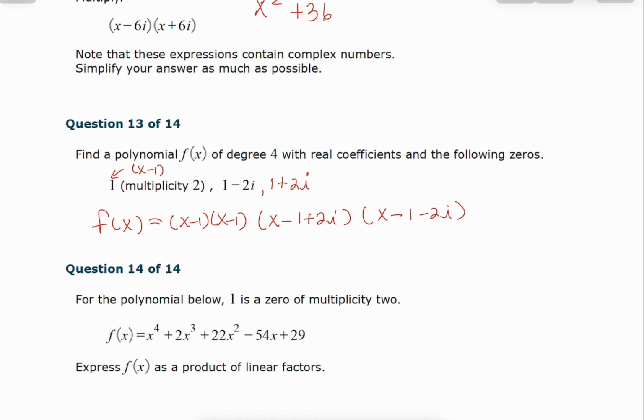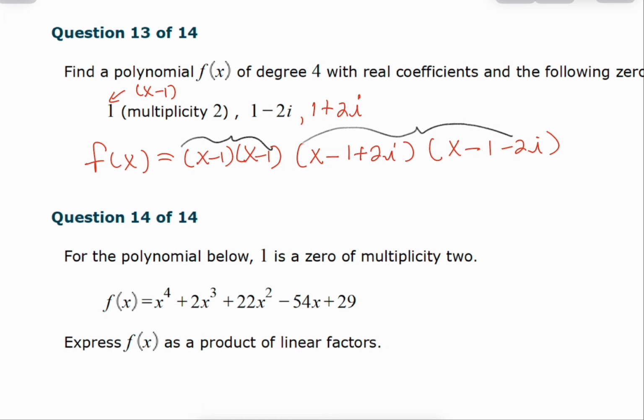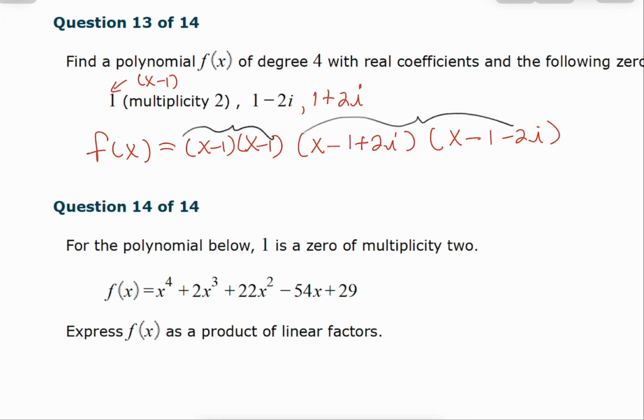Now, if they want it in polynomial form, they want you to multiply it all out. So if that's the case, what I'm going to do is combine those two together and combine those two together, because conjugates always work out nicer when they're mushed together. So let's multiply this first piece out. Now that's easy to do. That's just x squared minus 2x plus 1. Like if you were to FOIL, just x times x, x times -1, -1 times x, -1 times -1.